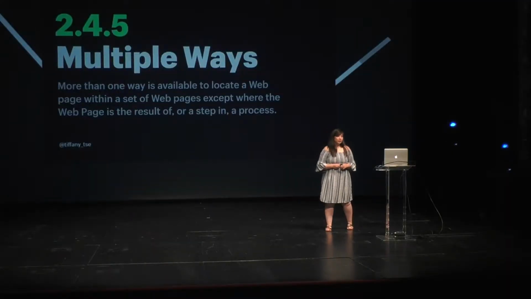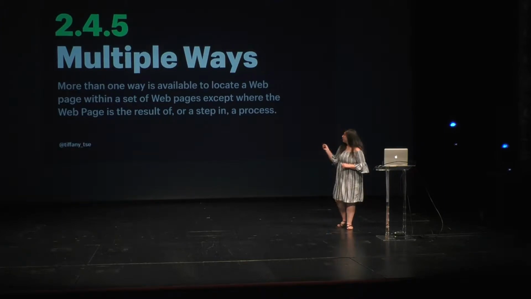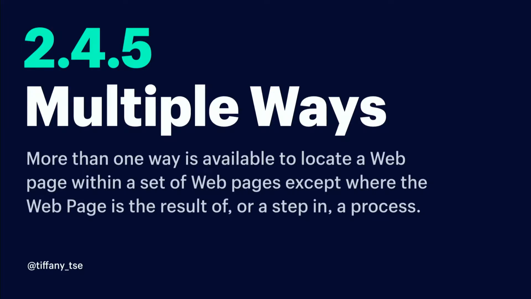For example, multiple ways: more than one way is available to locate a web page within a set of web pages, except where the web page is a result of or step in a process. I feel like this could make anybody question whether or not they really understand what's being asked of them.